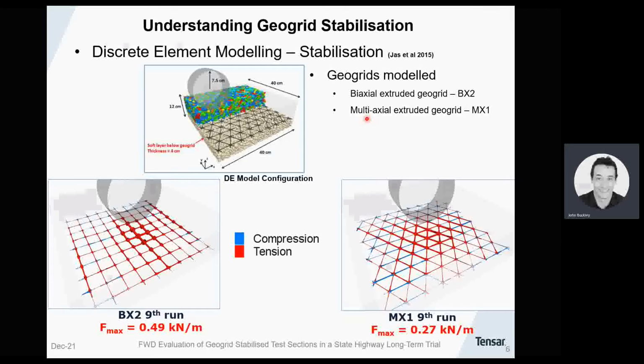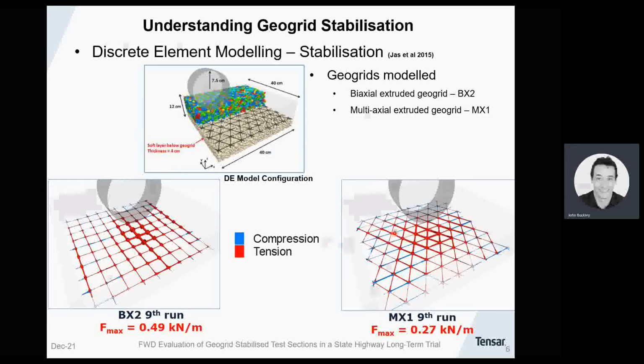The advantage of doing this type of modelling is that you can make the layers transparent within the model and see what's going on in various elements within this model as it's being trafficked. On the left, you have the biaxial geogrid, and at the 9th run, towards the end of trafficking, you can see that there's quite high tensile forces, shown in red, within the geogrid directly under the wheel load. And these seem to be anchoring past the loaded area.